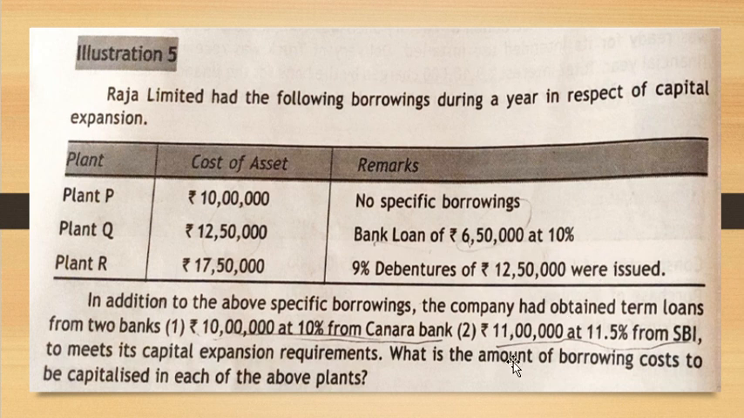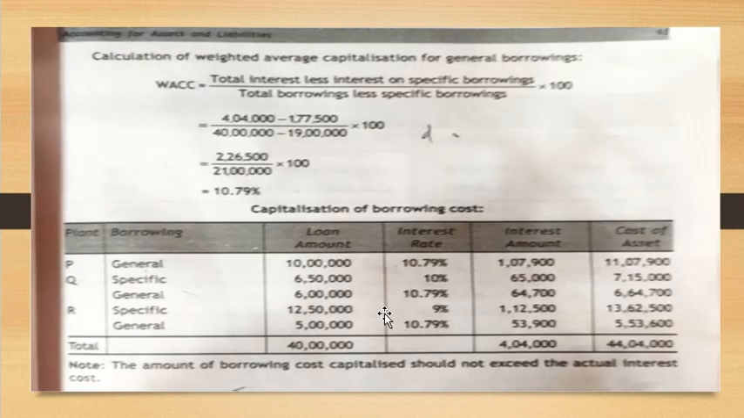So how much is remaining in this 11 lakh? Out of this 11 lakh, 6 lakh you have used to acquire plant Q. So the remaining amount to be used to acquire plant R is 5 lakh. So your 11 lakh loan is adjusted here.